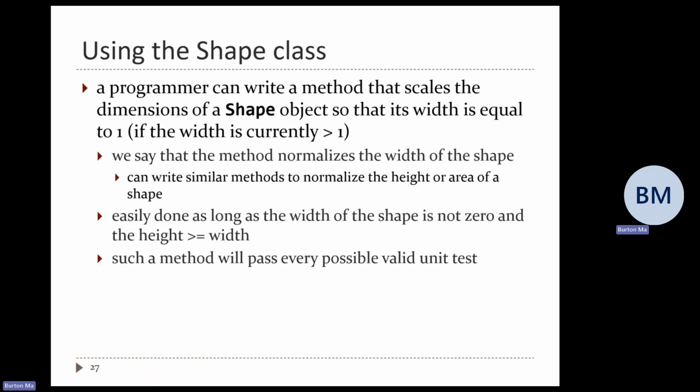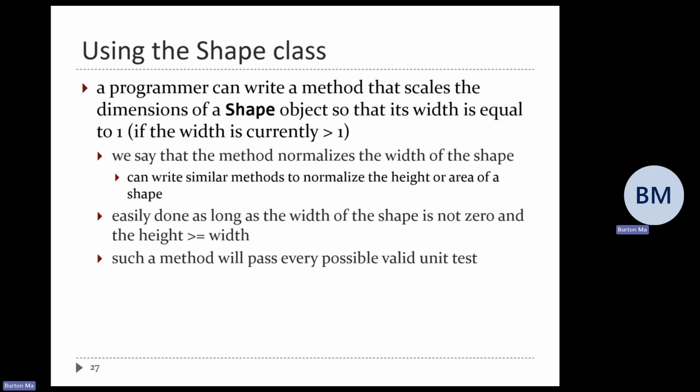Basically, what we're going to do is divide by the width. We're going to take the dimensions of the shape and divide both the height and the width by the width. That'll set the width to 1. That'll set the height to some value. And the aspect ratio of the shape doesn't change. So the shape of the shape doesn't change; it doesn't get stretched or compressed in any way. Its size just changes.